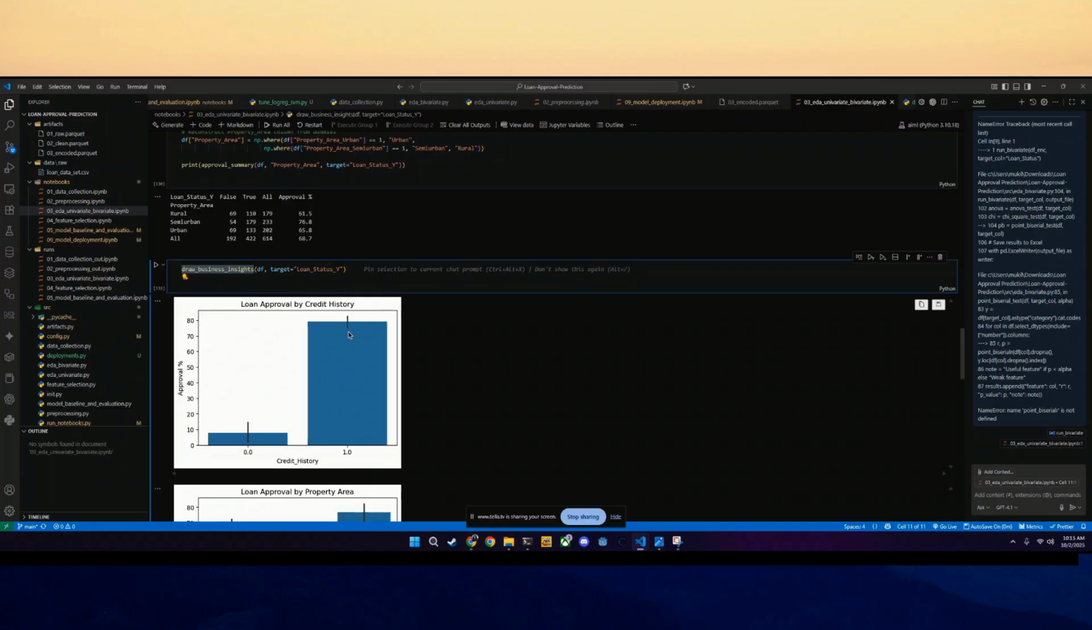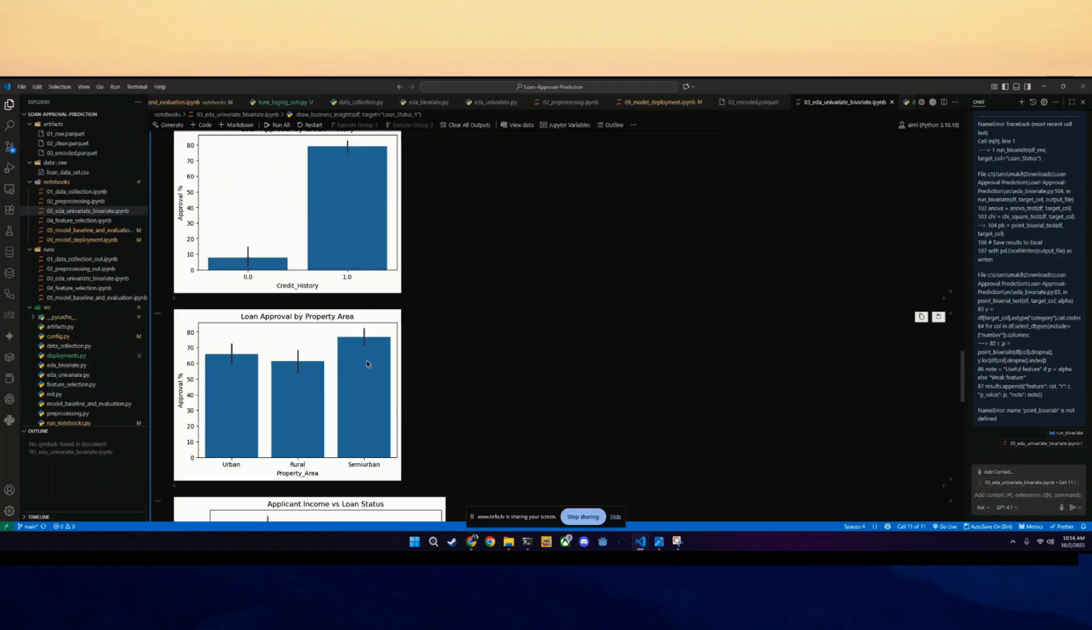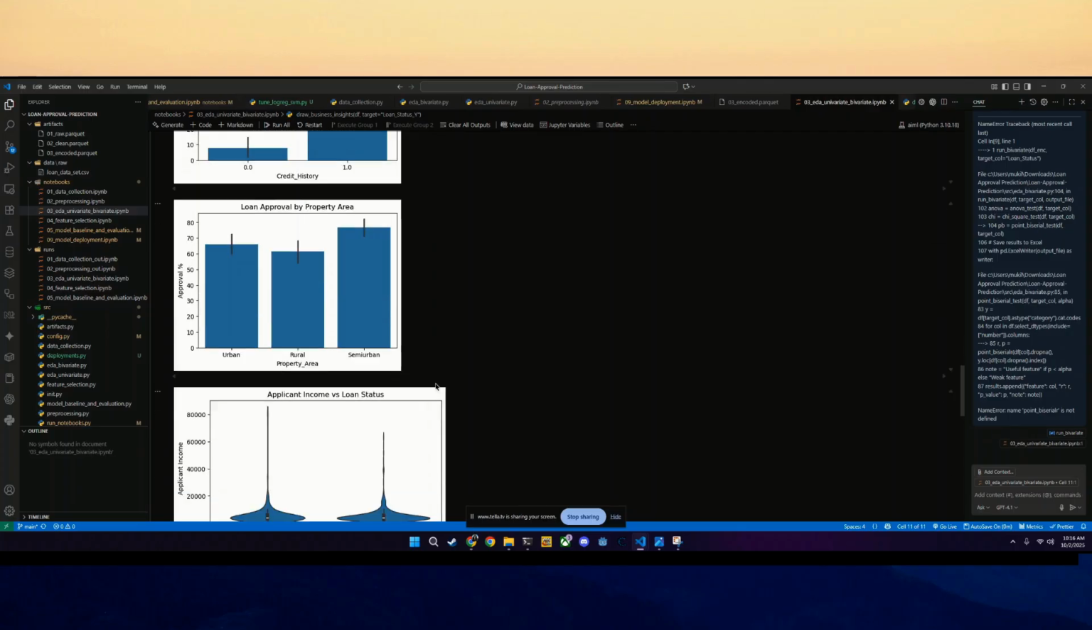That line you are seeing in the middle, right? This is an error bar, which means that it's a speculation. It's not the final output. Okay, it's a speculation. And next one is the loan approval by property area. Here we have urban, rural, and semi-urban. Whoever lives in a semi-urban area has a higher chance for the loan approval.